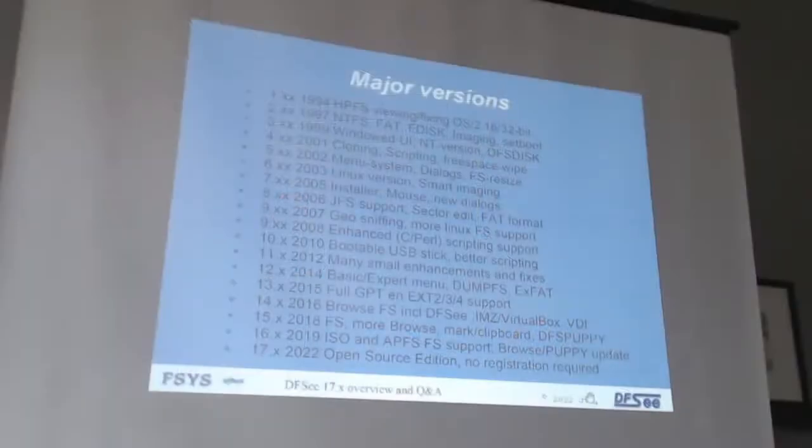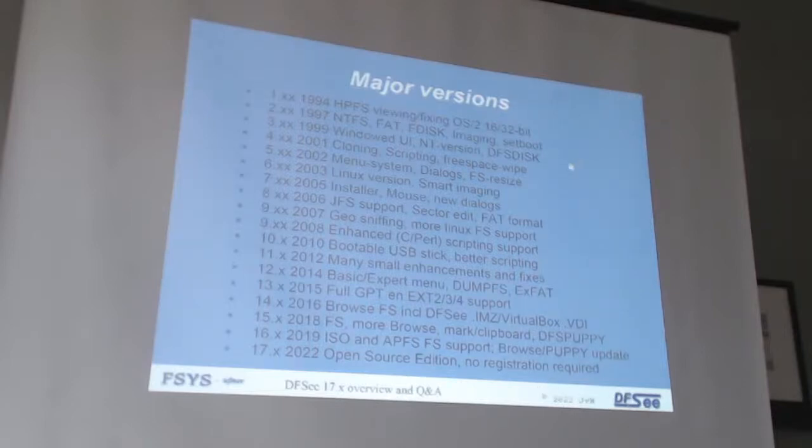Just a brief overview. I started in 1994 because I was in a project where we had OS2 for a large bank, and OS2 came with a new file system, HPFS, that as soon as there was a problem, you were lost because there was nothing to dig into that file system. There was a lot of stuff like Norton utilities for file systems and stuff like that, but not for HPFS, and that's why I created a viewer to look at low-level structures in HPFS, and that was the start of DFSee.